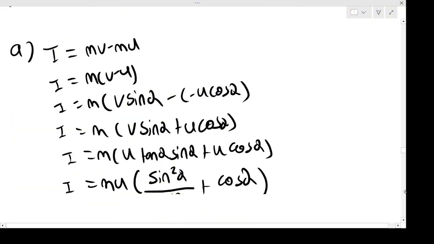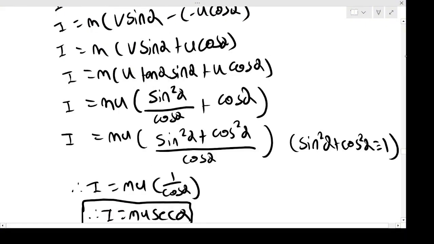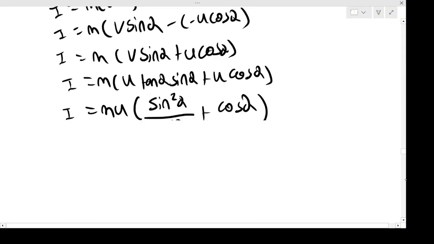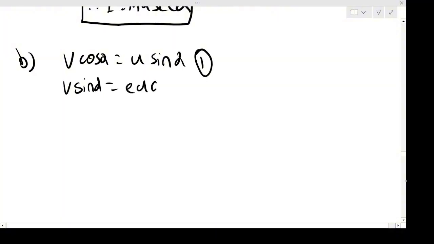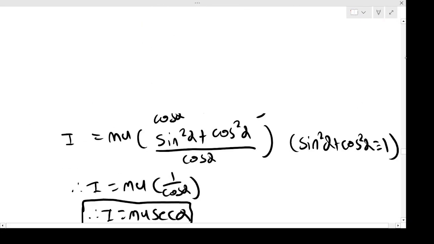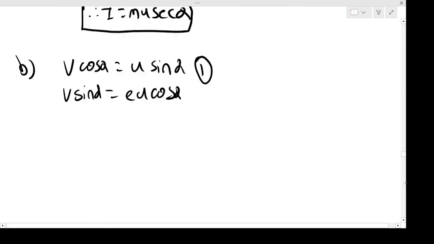So I'm going to rewrite my equations. V sine alpha was u cos alpha. No, oh, the other way around. V cos alpha is u sine alpha. My apologies. That's my first equation. And also, I think it was v sine alpha would be eu cos alpha, I believe. Yep. So these are my two equations.